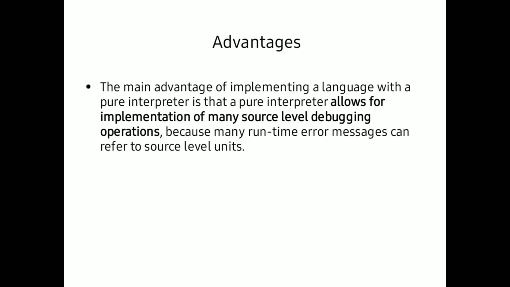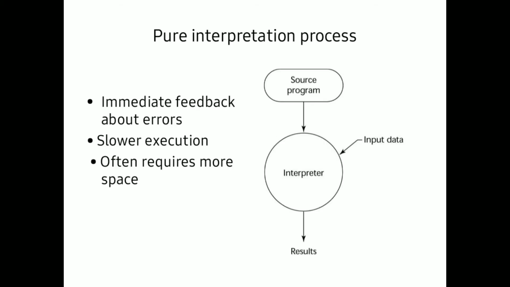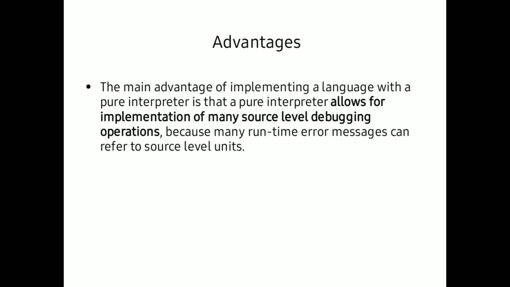So the pure interpretation process is like this. The source is given to the interpreter and input is also given to the interpreter, and it produces the result. Immediate feedback about errors is produced by the pure interpreter process, and the execution may be a little slower than other processes. Often it requires more space for storage.